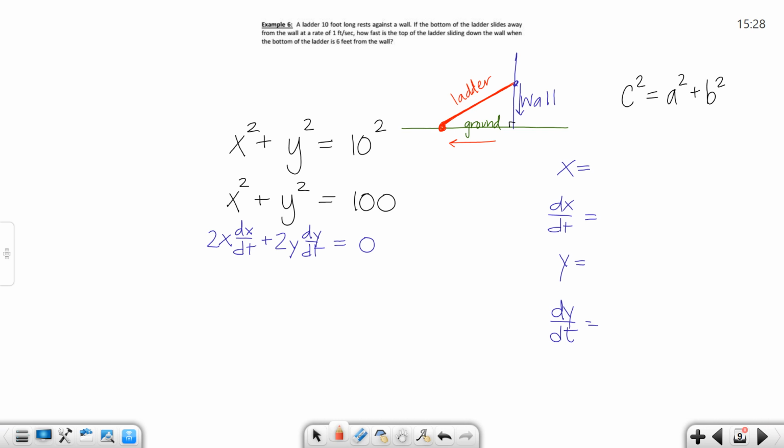Now, it tells me that the bottom of the ladder slides away at a rate. Here's the bottom of the ladder right here, and it's sliding away at a rate. Well, that's on the x side. It's a rate on the x side. So that means dx/dt is going to be 1. That's where I'm getting that one. The question says, how fast is the top of the ladder falling down? Well, here's the top of the ladder. It doesn't know how fast it's falling, but that's on the y side, and that's a rate. So dy/dt, I do not know. That's what I'm looking for.